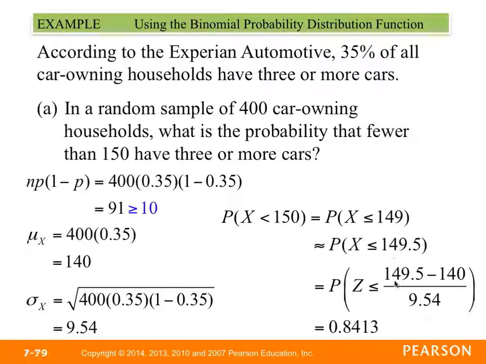Then I just need to calculate a z-score. So z-score is our 149.5 minus our mean, which is 140, divided by 9.54, and go ahead and do that. So take out your calculator, take your 149.5. I'm just getting mine out. Sorry, hold on one second. So I take my 149.5, subtract my 140, divide by 9.54, and I get 0.9958.